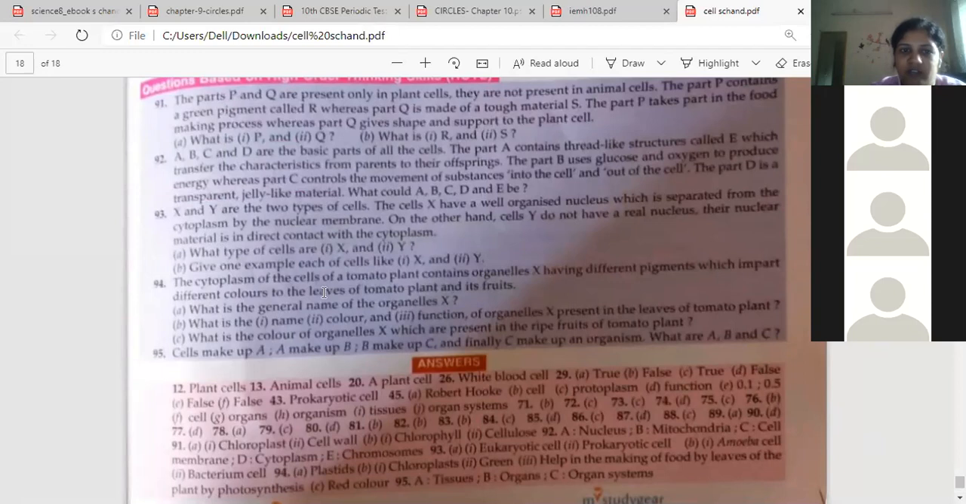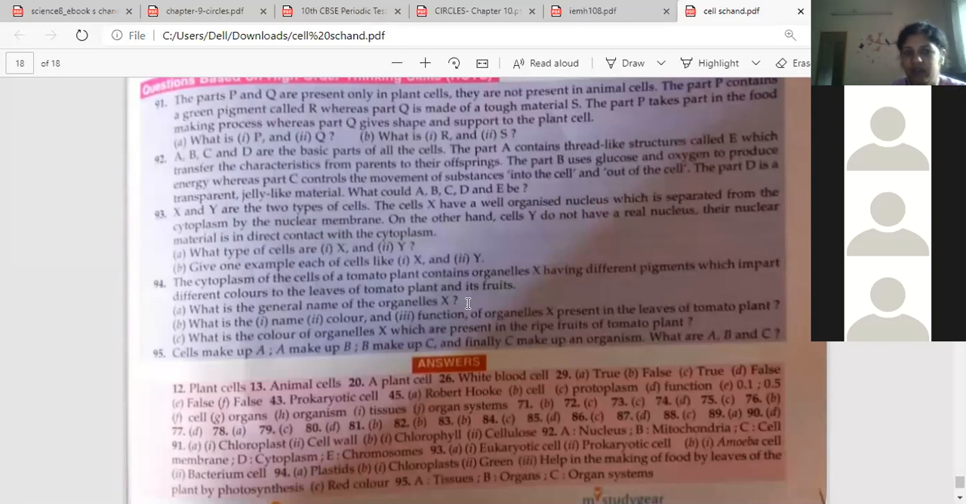Then the cytoplasm of the cells of a tomato plant contains organelles X having different pigments which impart different colors to the leaves of the tomato plant and its fruits. What is the general name of the organelles X? Plastids, right?